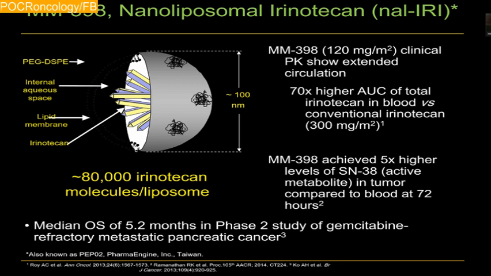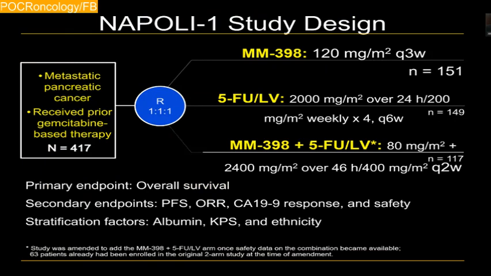nanoparticle like this using a liposome is also a very clever way, because you can pack up to 80,000 irinotecan molecules per nanoparticle, and that guarantees that you're going to have a higher concentration of the active drug in the tissue and that you're going to decrease some of the side effects. So this was the design of the study.